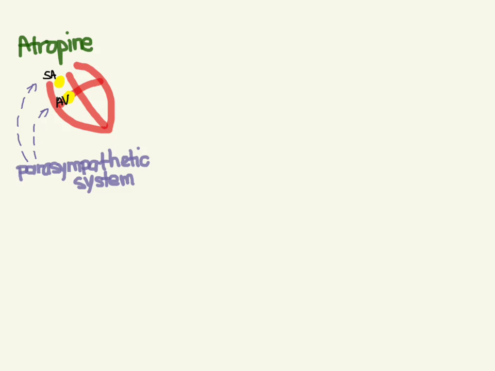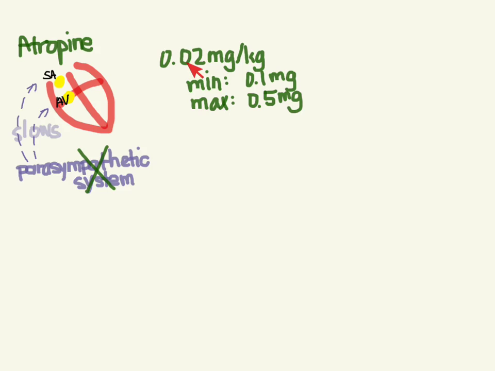So the parasympathetic system is responsible for kind of putting the brakes on the SA node and the AV node, so slowing those down. So atropine, being a parasympatholytic, takes your foot off the brakes, which then has the effect of removing the slowing, or allowing these things to speed up. And the dose here is 0.02 milligrams per kilogram or 20 micrograms per kilo.